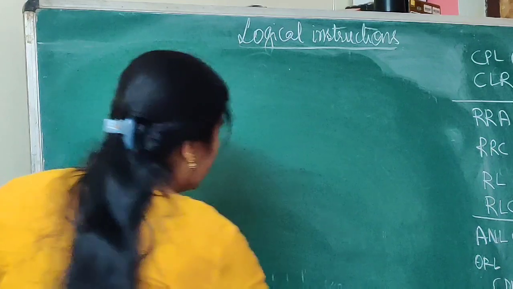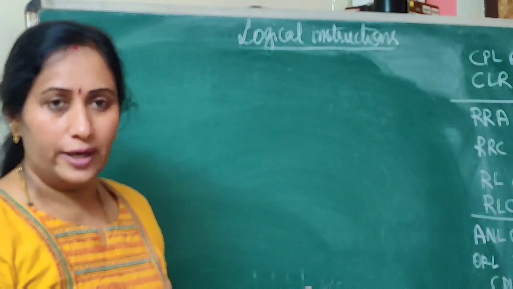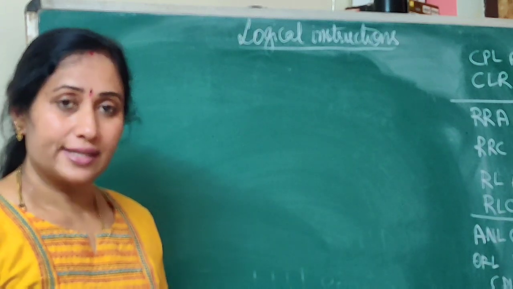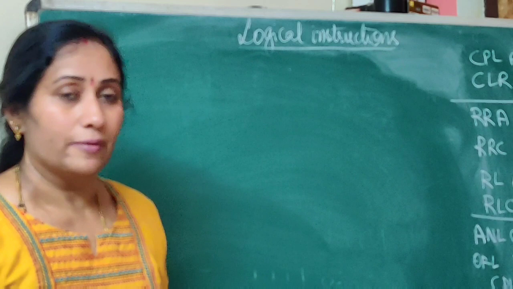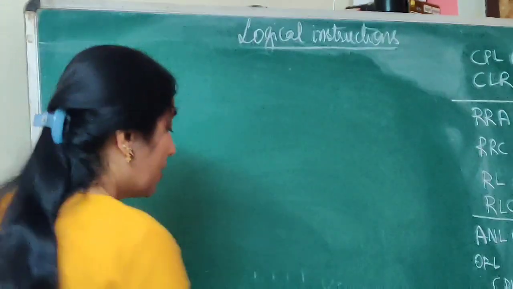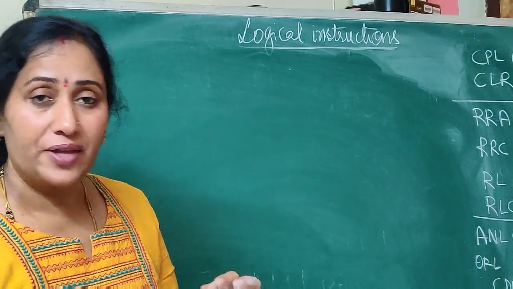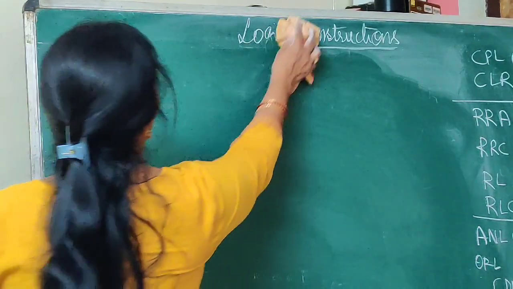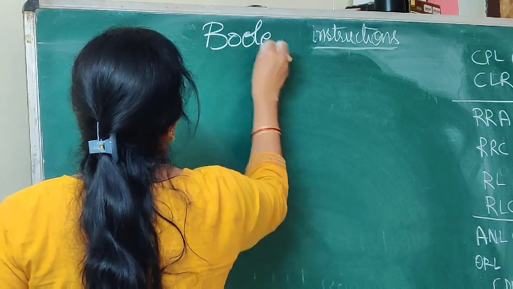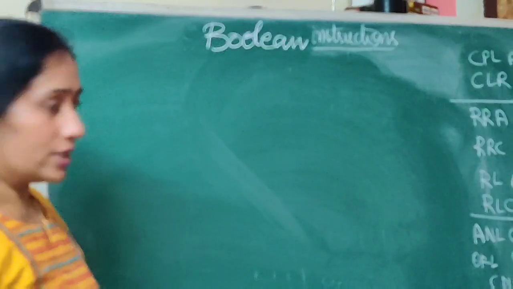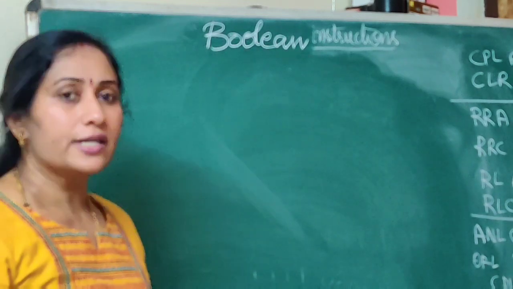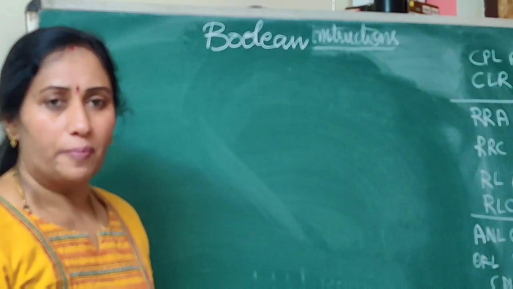Again we are going to discuss the logical operations only. But the difference is that till now, whatever I have discussed was working on the byte. Now you are going to see instructions which perform logical operations, but they work on the bit. So these instructions are called Boolean instructions. They handle the bit, that's why they are called Boolean. What operation do they perform? The same logical operations.